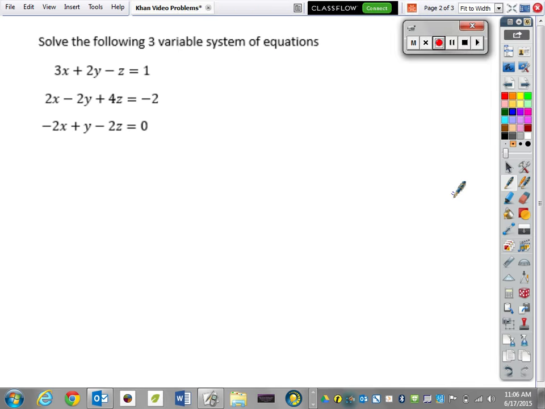For this video, we're going to explore solving a three-variable system of equations. You can use the same methods as solving two-variable systems, where we use substitution or elimination methods to solve. You can use that same thing and just expand it here to a three-variable system. So I have three equations.